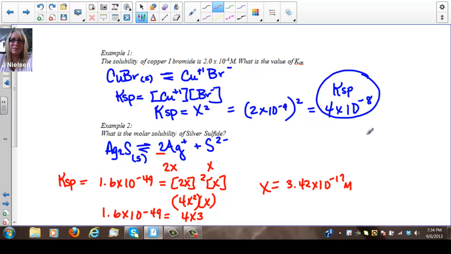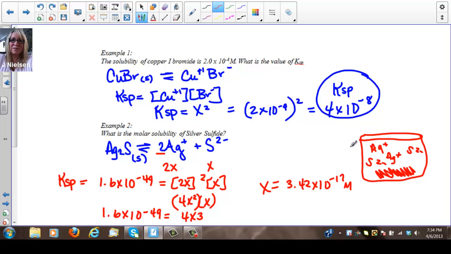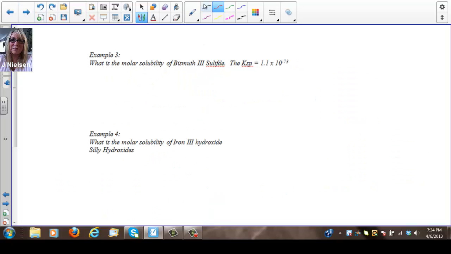So what that means is if I had a beaker, I'd have a whole bunch of precipitate on the bottom, but in solution I'd have a little bit of Ag plus, S2 minus. The concentration of this solution above the precipitate is 3.42 times 10 to the minus 17 molar. So extremely, extremely small. Okay, let's look at another problem.